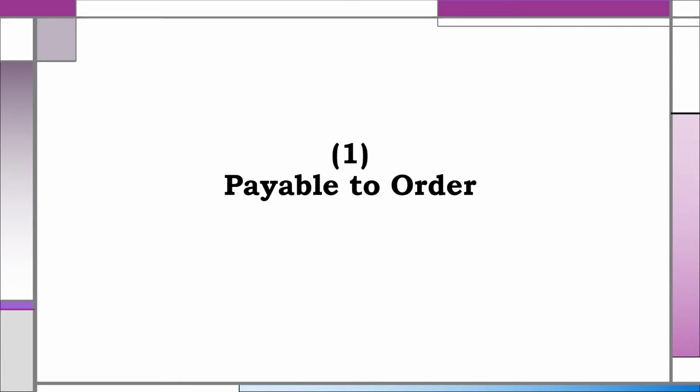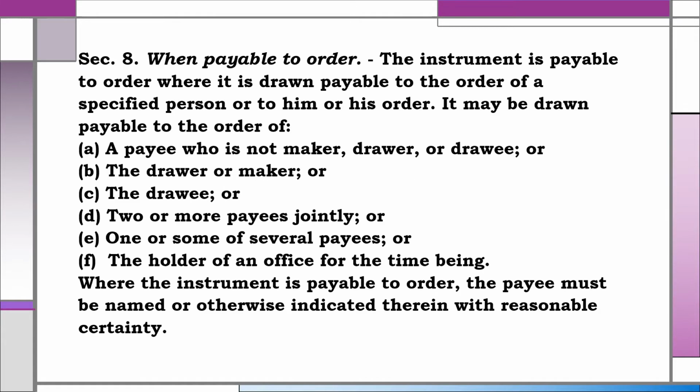First, let's talk about an instrument payable to order. Section 8. When payable to order. The instrument is payable to order where it is drawn payable to the order of a specified person or to him or his order. It may be drawn payable to the order of the following: A.